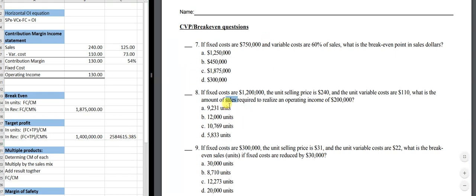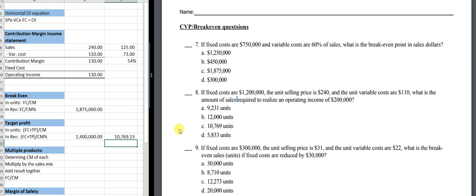Okay, so I would have answered this in sales dollars, but now I look at all of our problems is sales in units. So I wish the problem would have said what amount of sales in units are required to earn an operating income. Okay, so I might have typed in a wrong answer there too, but I do know that it is fixed costs. My fixed costs are 1,200,000 plus a target profit of 200,000. And I want it in units, so I'm going to take my fixed cost divided by my contribution margin per unit, which is the $130. So I have 10,769 units.